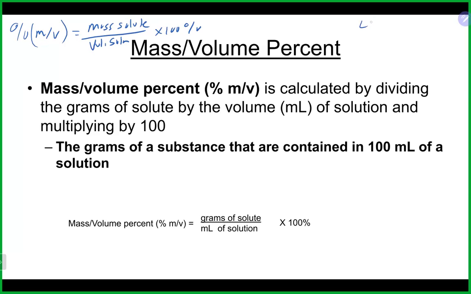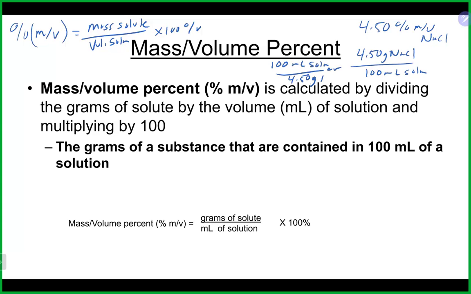You have, say, a 4.5% mass to volume sodium chloride solution. That would mean you have 4.5 grams of sodium chloride in 100 milliliters of solution. Or again, you can flip it on its head: 100 milliliters of solution would contain 4.5 grams of sodium chloride.